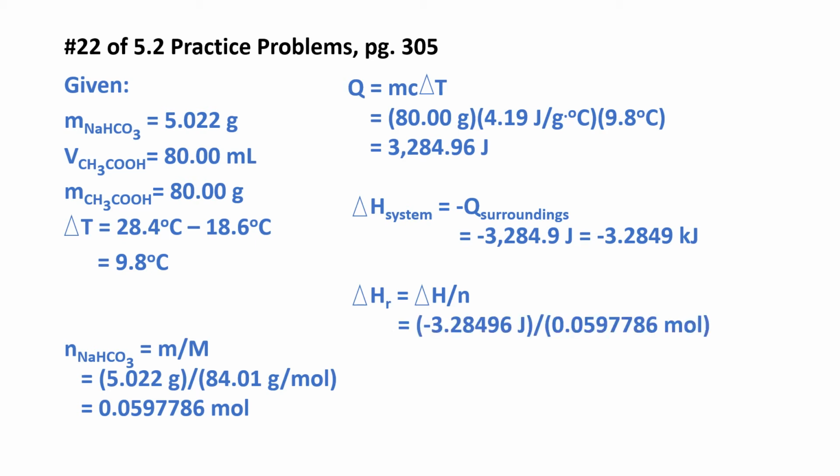Now we can take that value, our change in enthalpy value, and put them into the equation on the right. When we do that, we'll take that negative 3,284.96 joules, divide it by our 0.0597786 moles, and we get a value of negative 55.0 kilojoules per mole. And that is the molar enthalpy of this reaction.